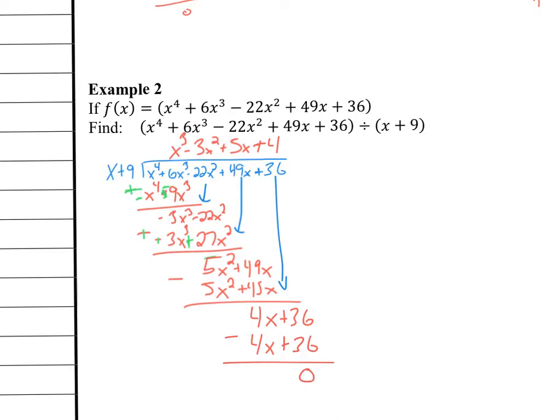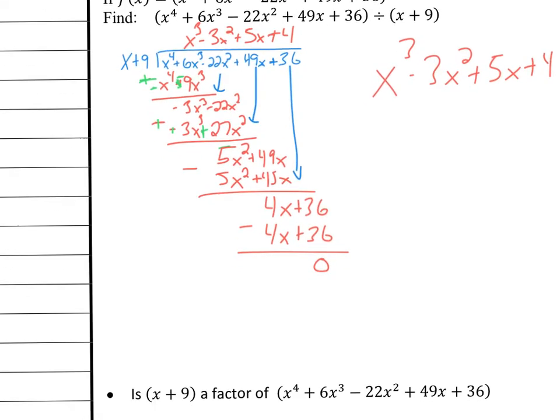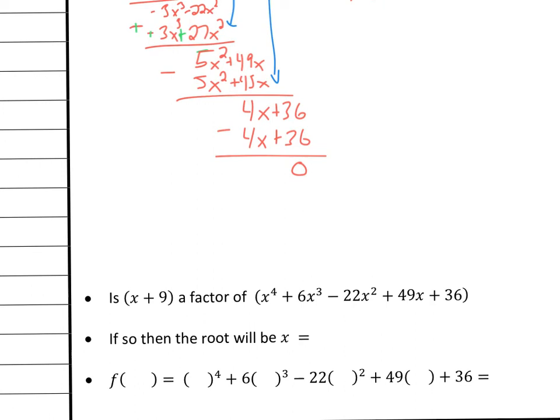So the answer to this question, when we have to divide that x to the 4th by x plus 9, is x to the 3rd minus 3x squared plus 5x plus 4, and we're good to go. So, is x plus 9 a factor of it? Well, if it's a factor, then it works out such that we have a remainder of 0. Yes, it is. The remainder is 0. It divided nicely.